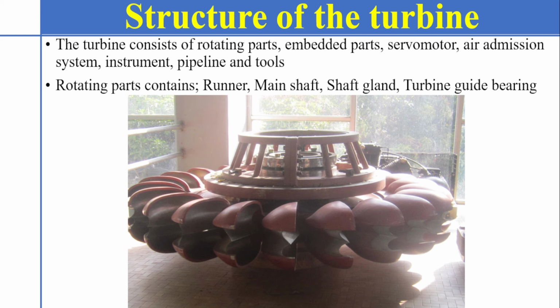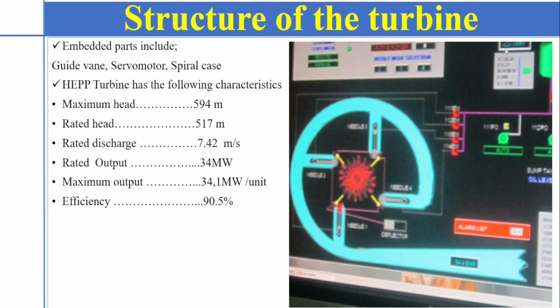The structure consists of rotating parts, embedded parts, servo motor, air emission system, instruments, pipeline tools, rotating part container, runner, main shaft, shaft gland, turbine guide bearing. Embedded parts include guide vane, servo motor, spiral case.